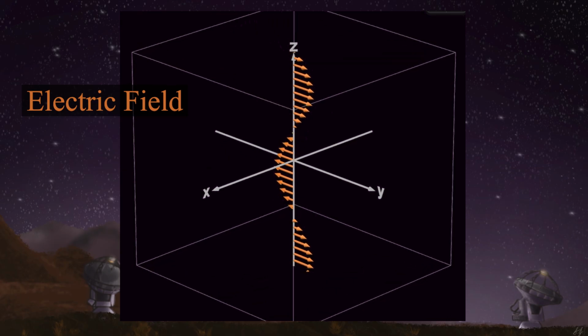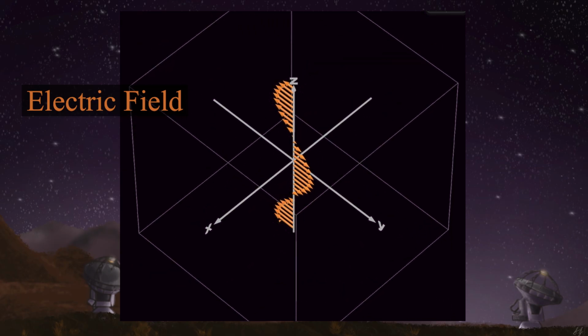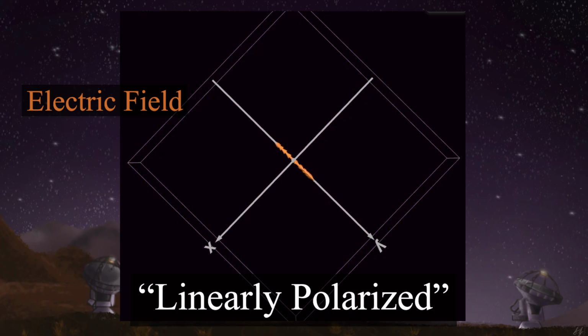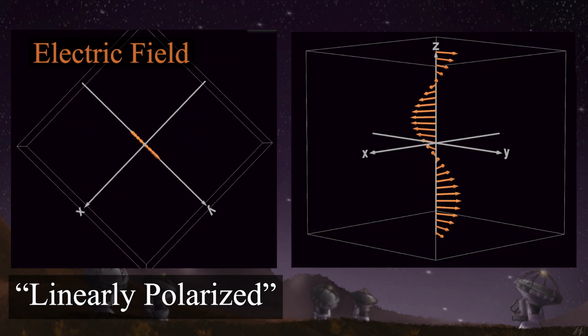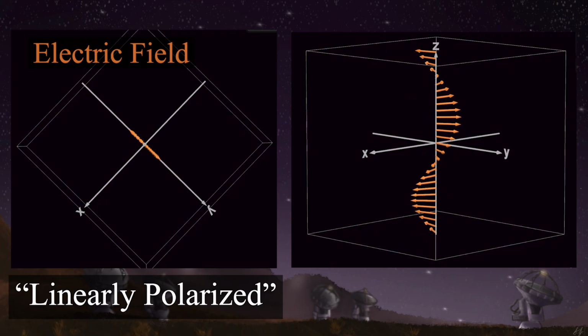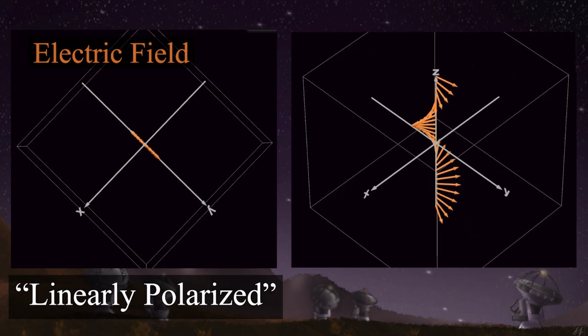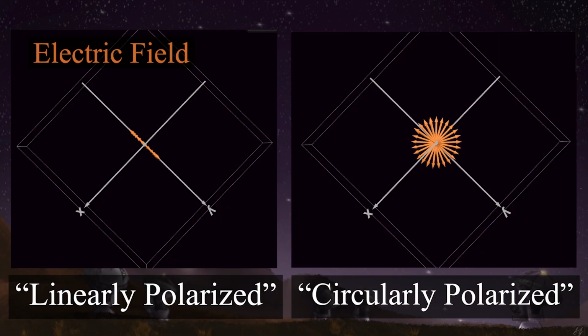When the electric field oscillates in a single plane, as we see here, the electromagnetic wave is said to be linearly polarized. If the electric field direction rotates as it propagates along the z direction, the wave is said to be circularly polarized.